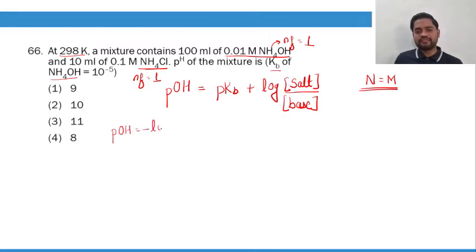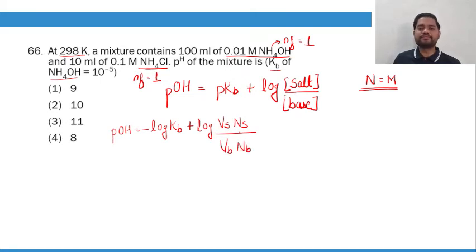pOH is equal to pKb, negative log Kb, plus log of concentration of salt. Concentration of salt is nothing but volume times normality, so it is the volume of salt solution multiplied by the normality of the salt solution, divided by volume of base multiplied by normality of base. That is equal to negative log of Kb, where Kb is equal to 10 raised to minus 5, plus log of volume of salt solution. So salt is how much volume?